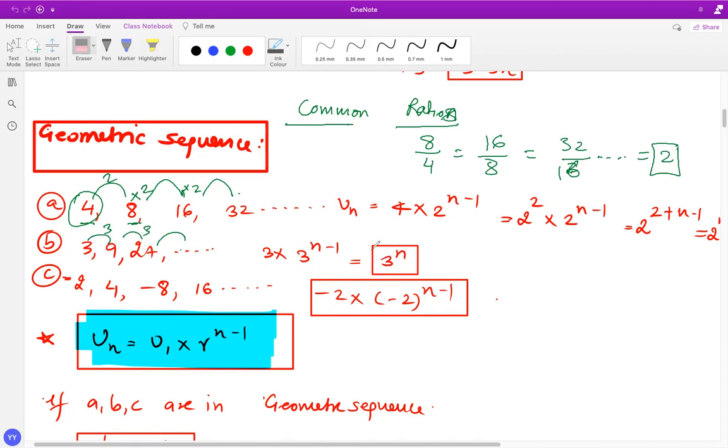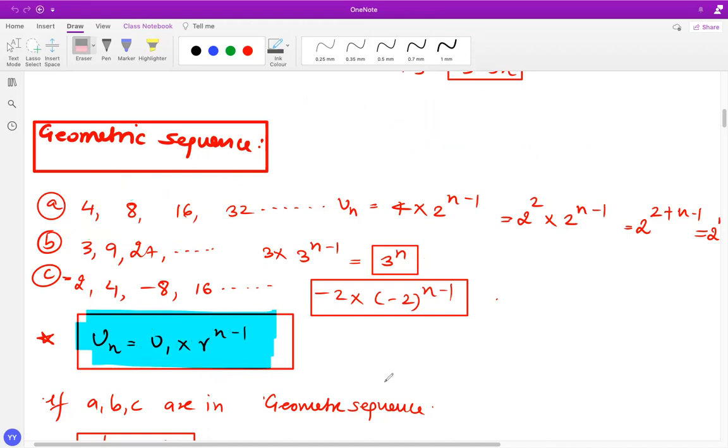So when you talk about the nth term of this particular sequence, the formula is, if I represent it as un, u1 times the ratio to the power n minus 1. So this is the general formula. u1 is the first term, n is the term that you want to find out, and r is the ratio. If I look at 3, 9, 27, and so on, here the ratio is 3. And so my nth term is the first term, which is 3, times the ratio, which is 3, to the power n minus 1.